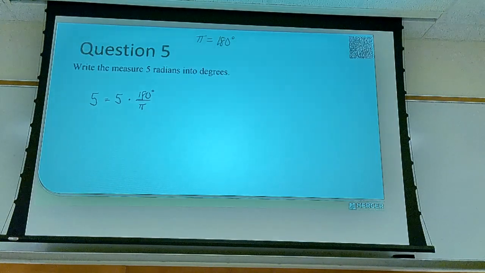Pi radians equals 180 degrees. That's your conversion factor. You just have to decide which is appropriate, 180 degrees over pi or pi over 180 degrees, based on the problem. In this case, we want degrees, so it's 180 degrees divided by pi. What's 5 times 180? 900. So it's 900 over pi degrees. And leave it like that.